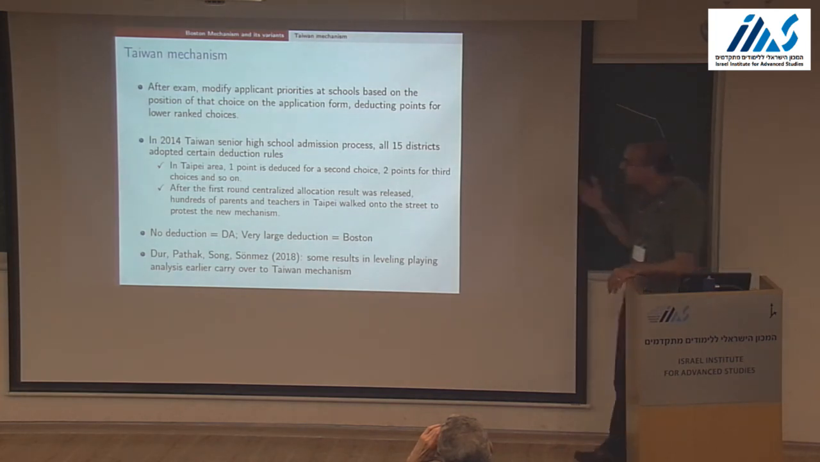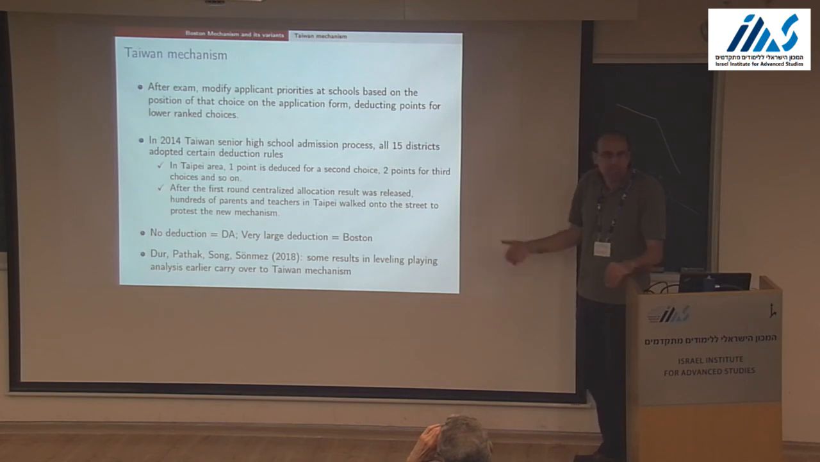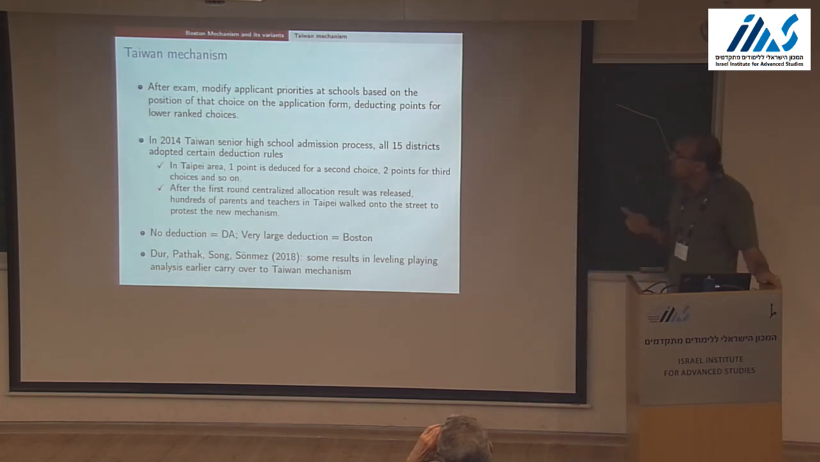And this is what they're protesting about. Okay, this becomes kind of complicated. Do I think about using my high score for a school that I may not get into? If I don't, I'm going to face this deduction. I'm going to get taxed for lower ranked choices.